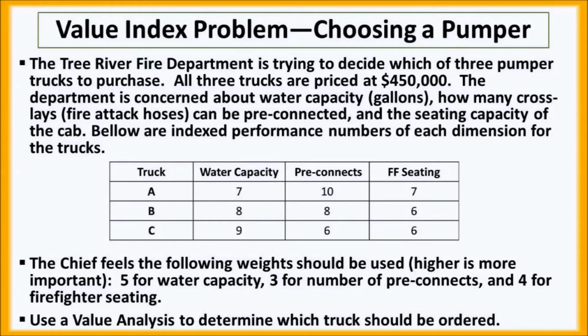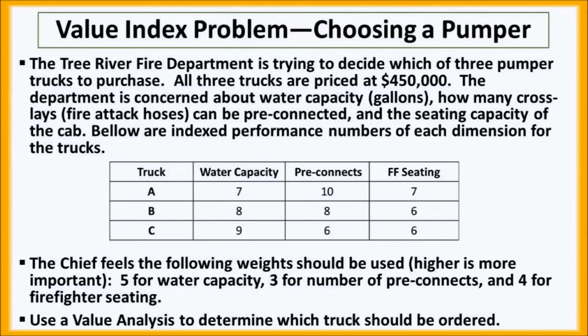Now, the chief feels that the following weights should be used. And remember, higher weights are more important. A 5 for water capacity, 3 for number of pre-connects, and 4 for the firefighter seating. So you can see there that water capacity is the most important, seating is the second, and pre-connects is the third most important of those 3. And then we are asked to create a value analysis.